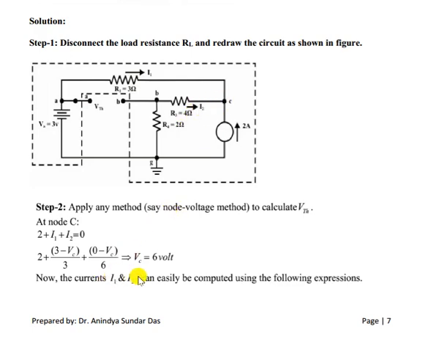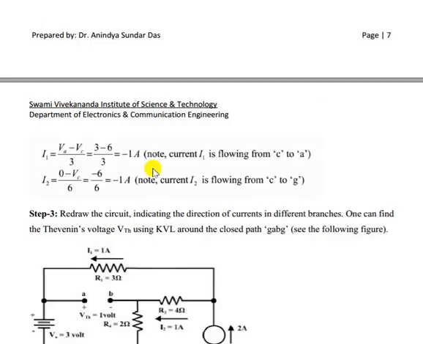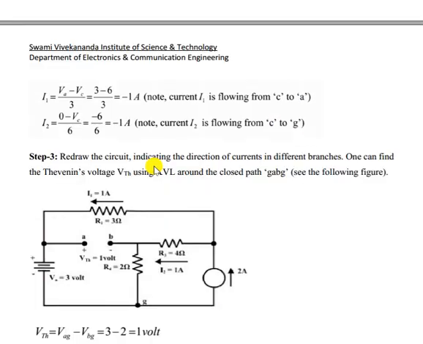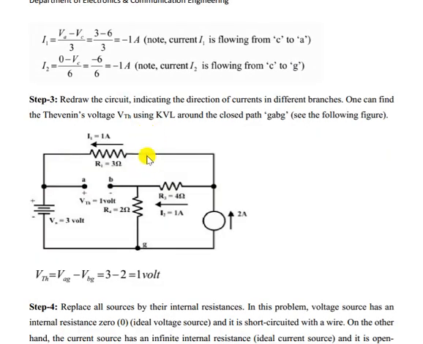Right? Now we can find out I1, I2. So you can put it here. I1 is nothing but (3 minus VC) by 3. So that becomes minus 1, and here also it becomes minus 1. So both are minus 1. That means the current direction is opposite. Okay. So we can redraw the circuit. Now the current direction is opposite, so this is 1 ampere, 1 ampere.